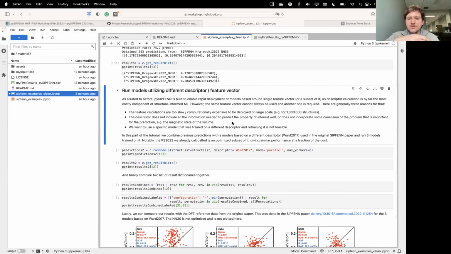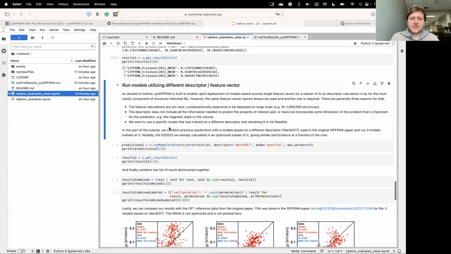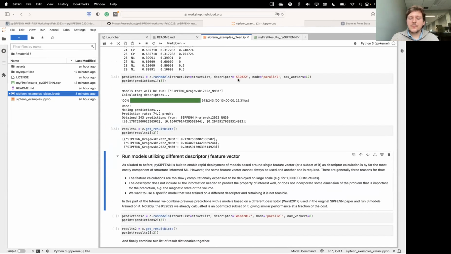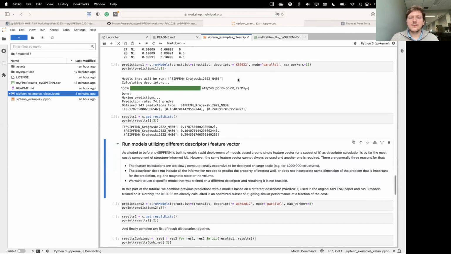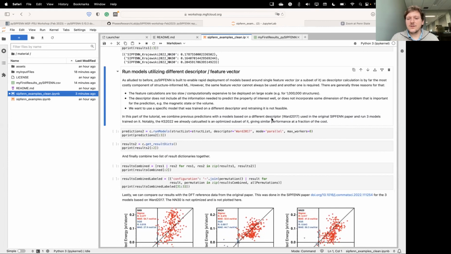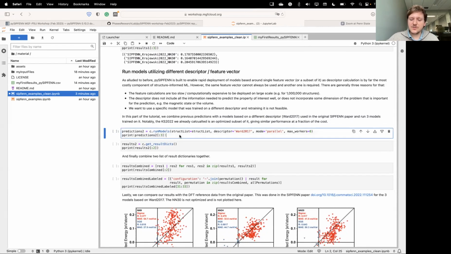However, sometimes we also want to incorporate other things like magnetic behavior. And if you want to use a very specific model, then there is usually no other way than to run that feature vector. That's why here we were running KS 2022, for which we had this new model, but we want to roll back into the legacy models, or the ones that we already have established well in our research, like the neural network 9, 20, and 24, which I described in the slides at the beginning. So we want to run this Word 2017 model. Let's do that.